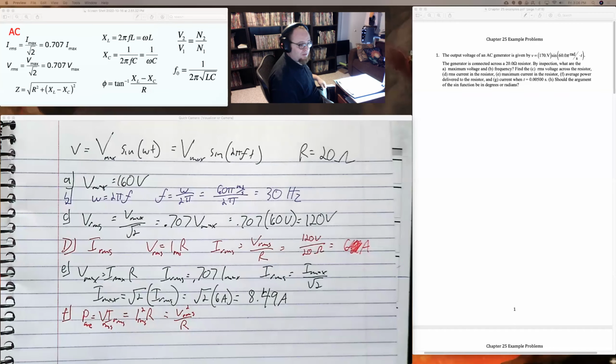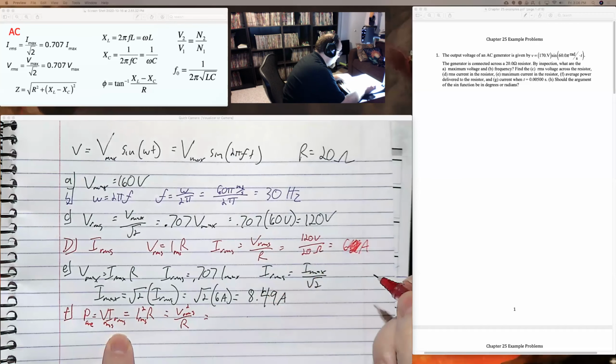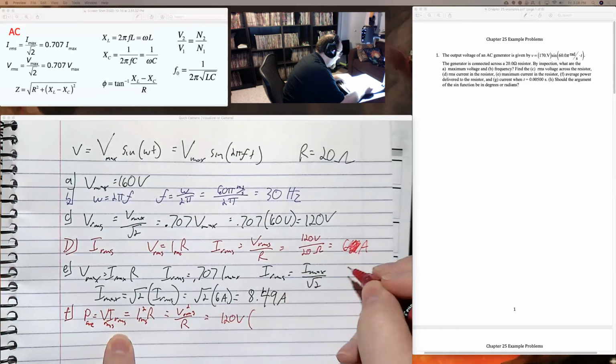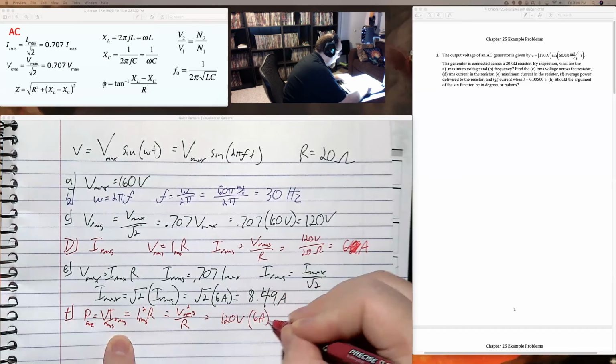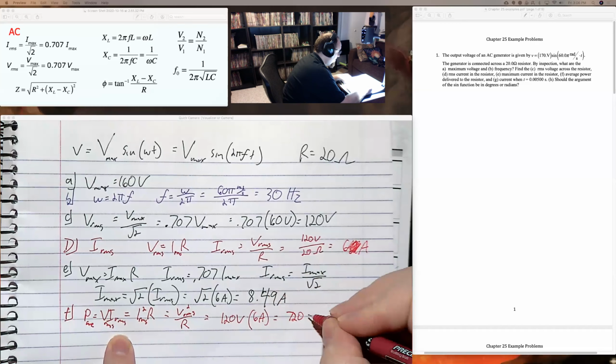Now, I chose to do the V I because I guess I didn't want to bother squaring things. So I'll just say V RMS, that was 120 volts, I RMS, that was 6 amps. And so you get 720 watts.